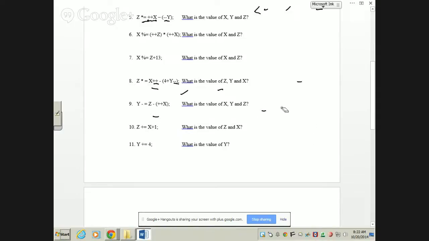Number 10, z plus equals x plus 1. So that's z equals itself, which is 11, plus x plus 1, which is 7. So z equals 18. And does the value of x change? No, the value of x remains the same. It's unchanged by that operation, so x is still 6.